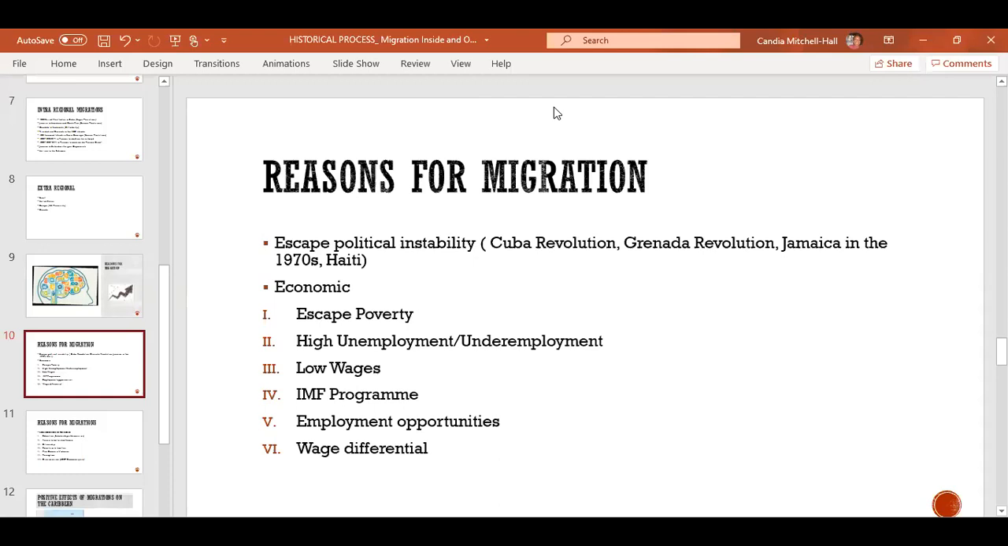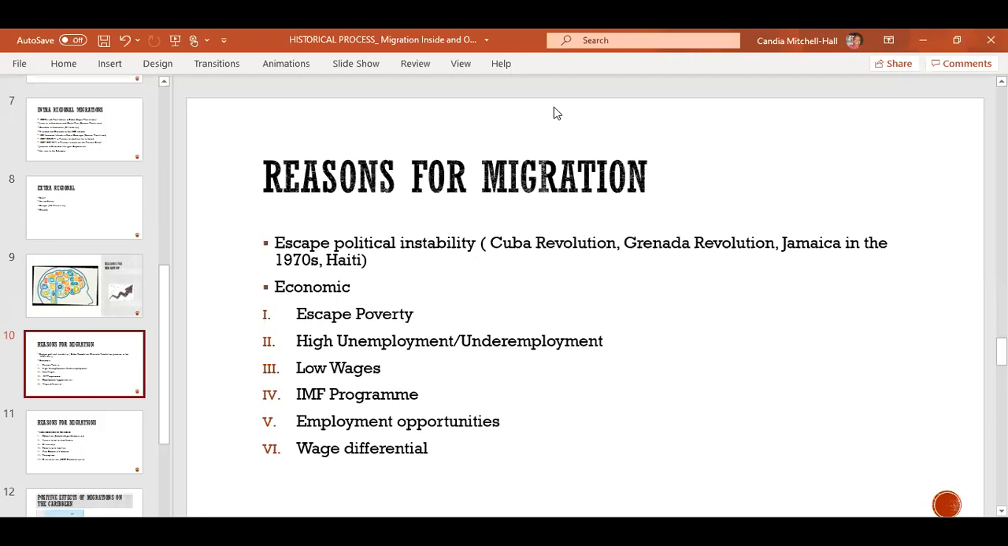Other reasons, IMF programs. We're going to look at IMF programs later on in this syllabus. But when countries implement IMF programs, the governments are asked to go through strict restriction in terms of their budget, and this constraint on the economy also causes a lot of problems in the local economy, so people tend to migrate. And you leave because of employment opportunities.